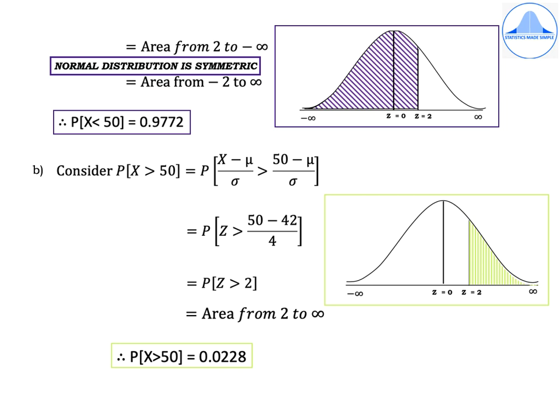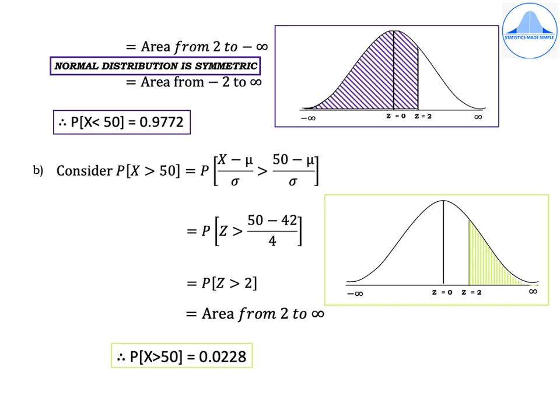It will be the same as the area from minus 2 to infinity. And if you search the value in the tables, you will get the answer as probability of x less than 50 is 0.9772. So here I am using the probabilities directly from the table. In case you have any doubts, please refer to my previous video where I have explained how to use the tables to find the probabilities.